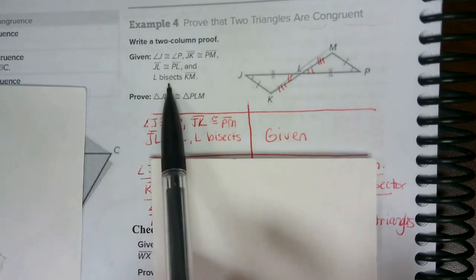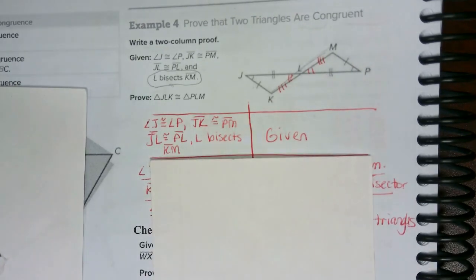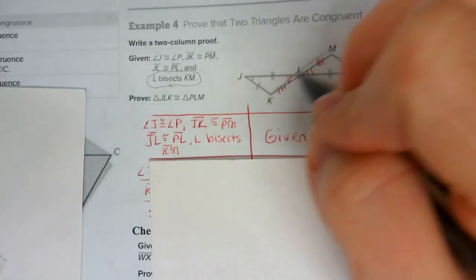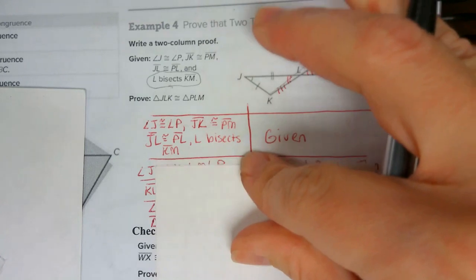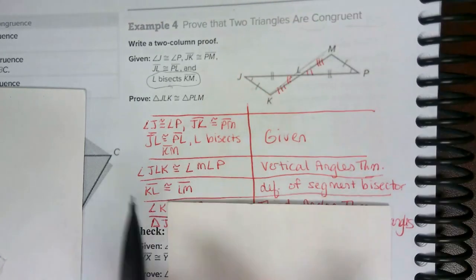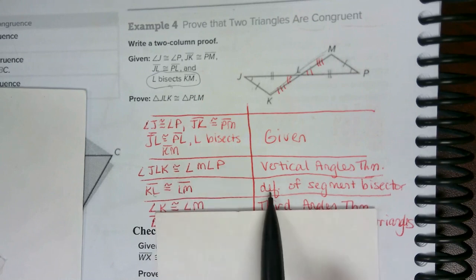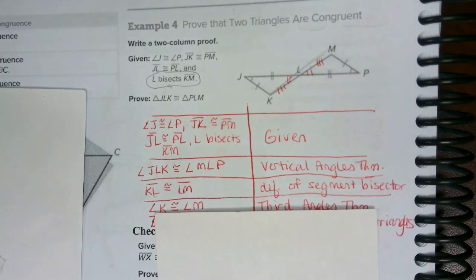So everything was marked except for this last statement. Okay, so on that last statement where L is bisecting KM, remember bisect, it cuts it in half. So therefore, these two pieces are equal in length. So that is what I wrote down here, that KL has to be congruent to LM, and that's because of a definition of a bisector or segment bisector.